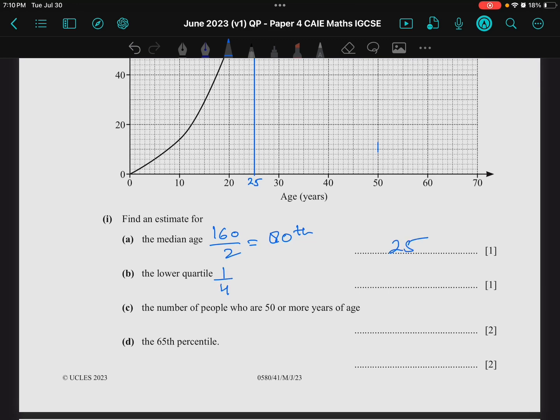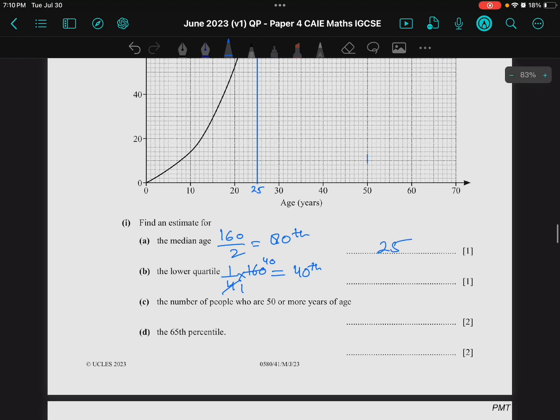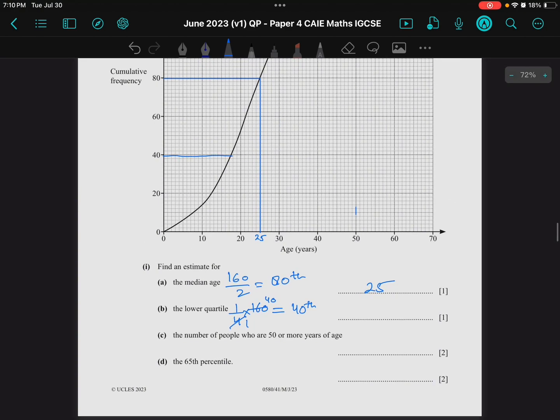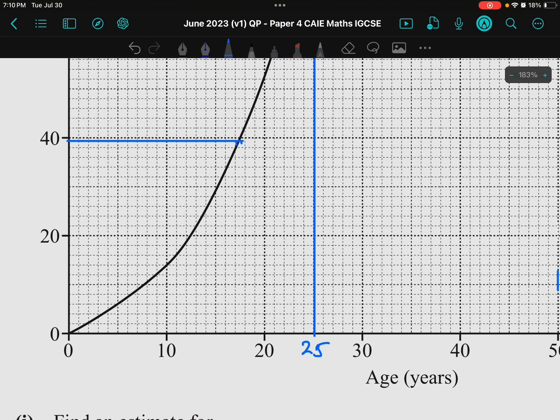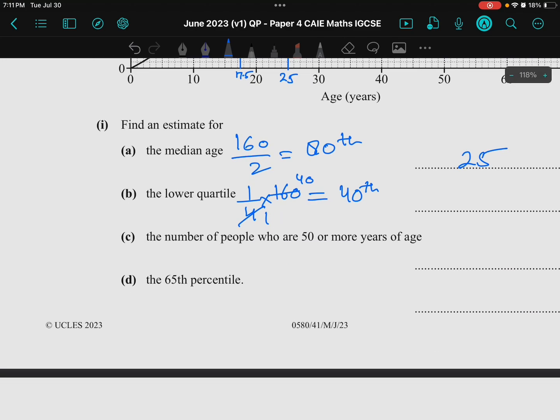The lower quartile formula is 1/4 multiplied by 160. So 4 ones are 4, 4 fours are 16, so the 48th value. On the 48th also I will drop a line and then drop down the line. I'll make it more accurate. And then drop down the line. So it is 15, 16, 17, 17.5. So my answer for this is 17.5.